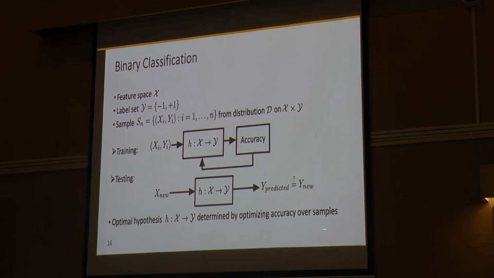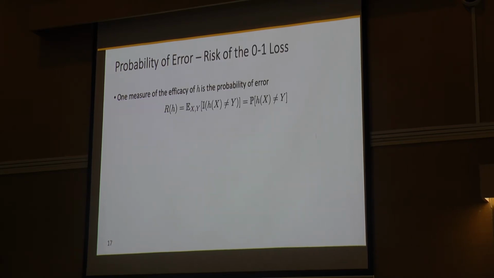The optimal hypothesis is determined by optimizing the accuracy. Now, I keep using the word accuracy. So what is accuracy? The classical notion of accuracy in learning is the probability of error. It's the probability that you make as few errors as possible. So for the hypothesis H, you count the number of errors you make, and generally you want to minimize them.